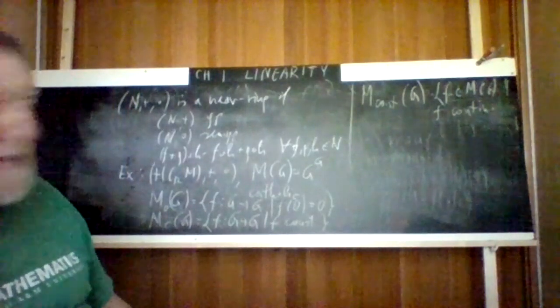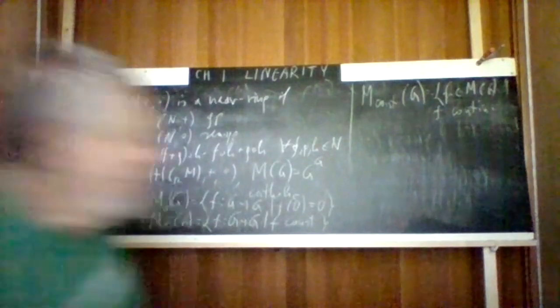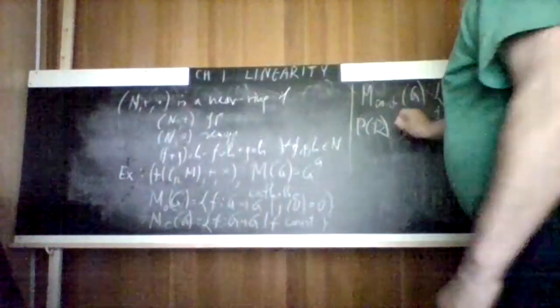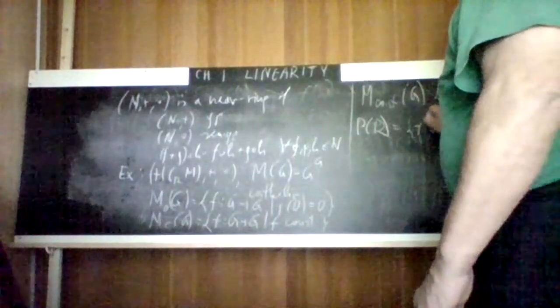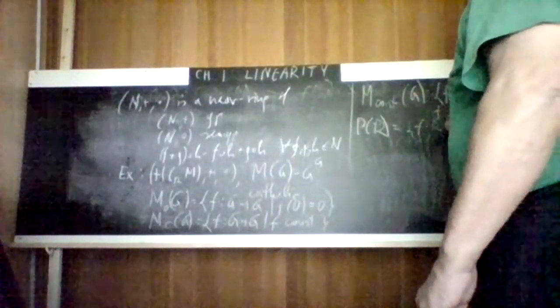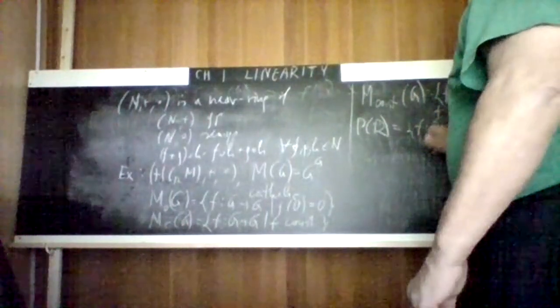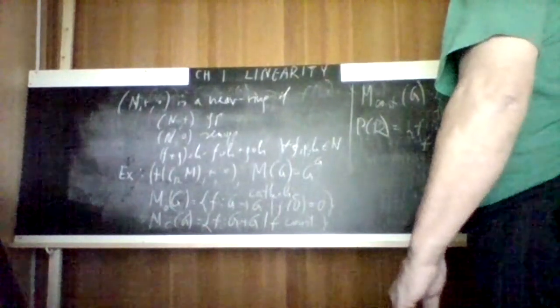And another thing would be the following: take a ring R and take P of R, namely all f going from R to R such that f is a polynomial map.